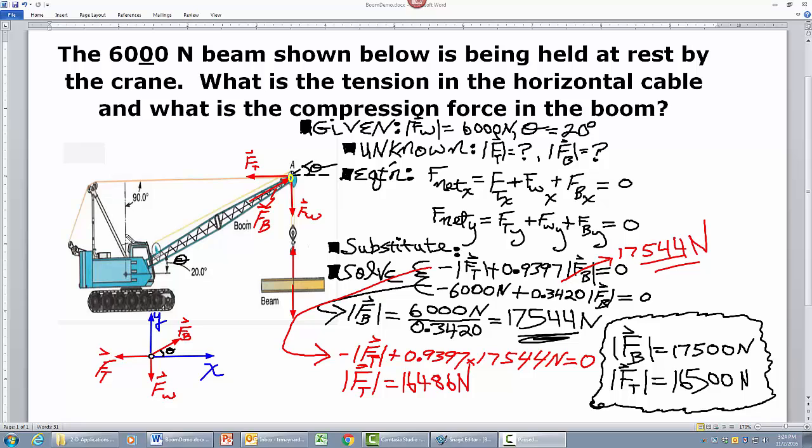We are now ready to state the answer to the problem. This is a 3 significant figure problem. Therefore, we must report only 3 significant figures accuracy. The magnitude of the boom force vector is 17,500 newtons, and the magnitude of the tension vector is 16,500 newtons.